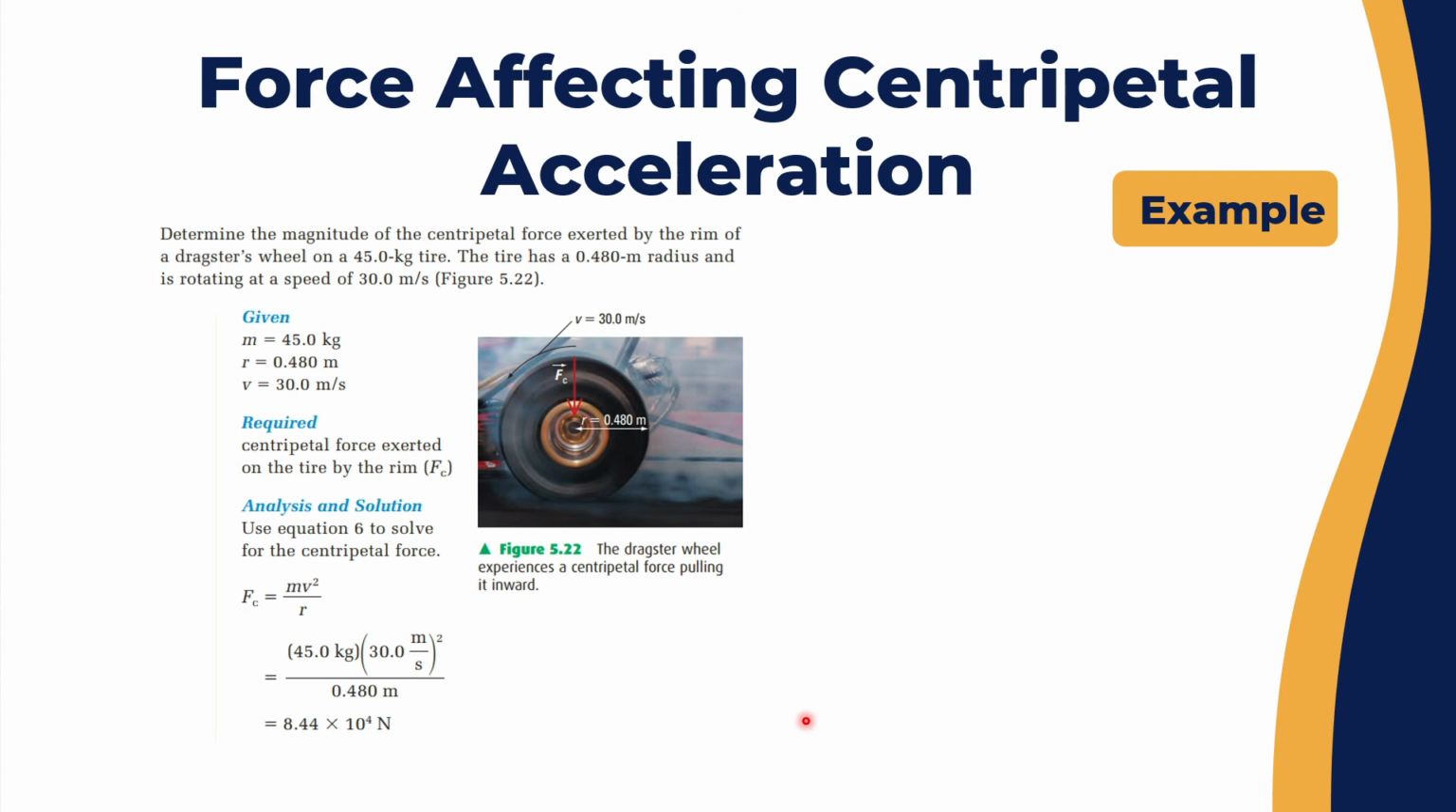We know FC equals m times v squared over r. We have m 45, keep it as kilogram to be consistent with units, multiplied by 30 squared over 0.48. That will give you the centripetal force to be 8.44 times 10 to the power of 4 newtons.